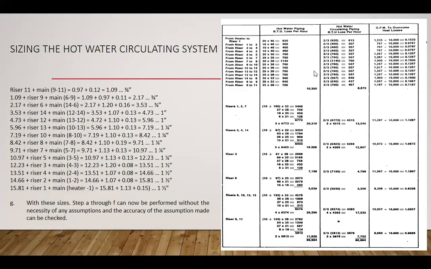I-actual mo na yung ito. Hindi na sa 2/3, kundi based na to sa tunay na heat loss na. Okay.